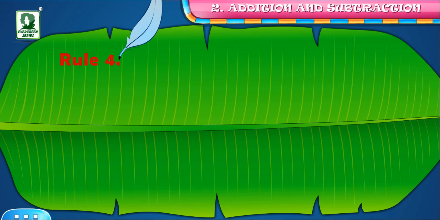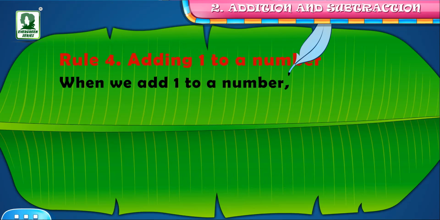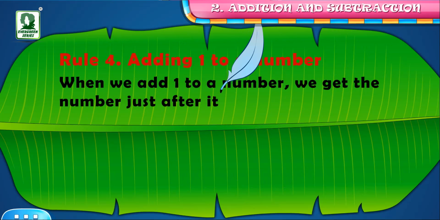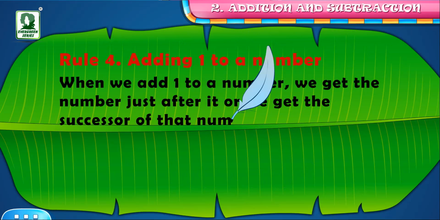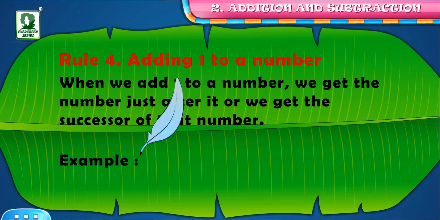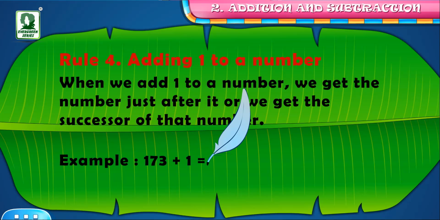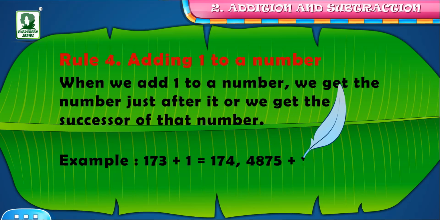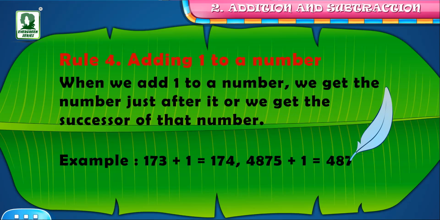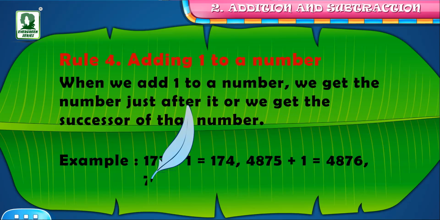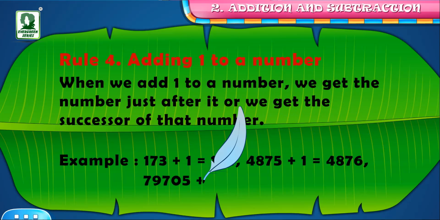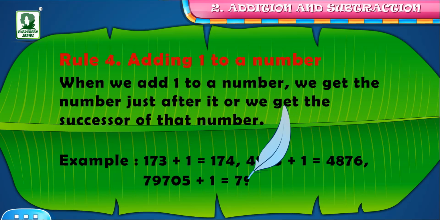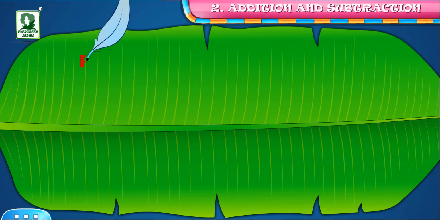Rule 4. Adding 1 to a number. When we add 1 to a number, we get the number just after it, or we get the successor of that number. As for example, 173 plus 1 is equal to 174. 4,875 plus 1 is equal to 4,876. 79,705 plus 1 is equal to 79,706.